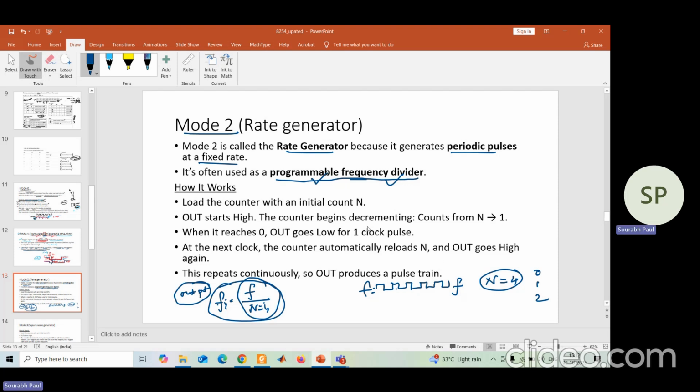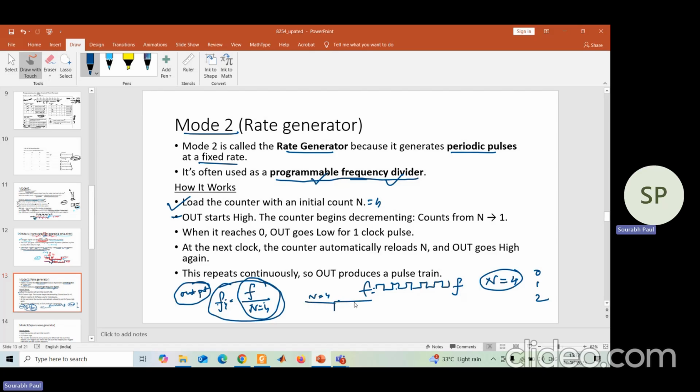Okay. So how does it generate the signal? Load the count value. Suppose you are giving n equal to 4. The output terminal will have a high value in the beginning. For example, you have given n equal to 4, so it will have a high value. This is what you have loaded.